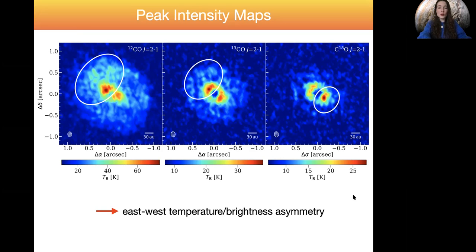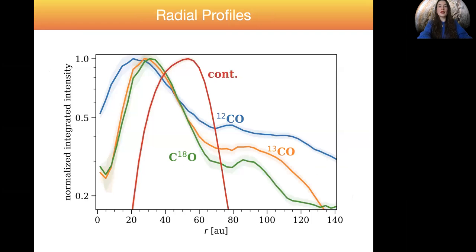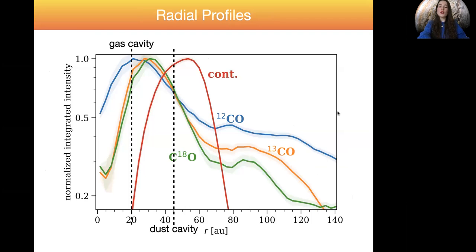From these maps, we can also construct the azimuthally averaged radial intensity profiles. This is shown here for all CO isotopologues and also the continuum. What we see here is the drop of the intensity at the 20 AU gas cavity. We also see the drop of the intensity at the dust cavity. On top of that, we find a slight dip in C18O at 80 AU. So maybe there are some depleted regions. It's also possible that instead we are actually tracing an enhancement of emission at 100 AU, at the edge of the continuum, due to an enhanced desorption of CO ices.